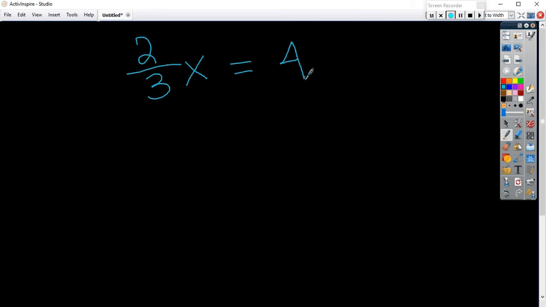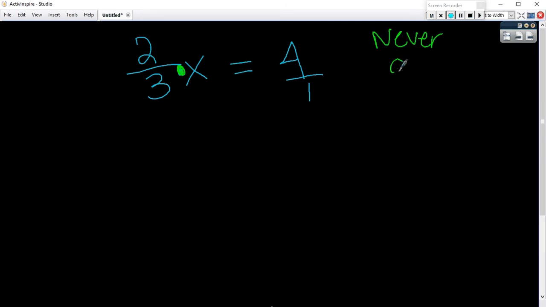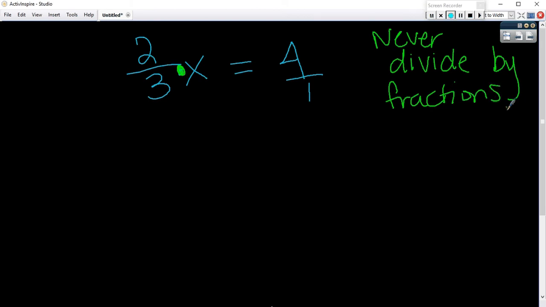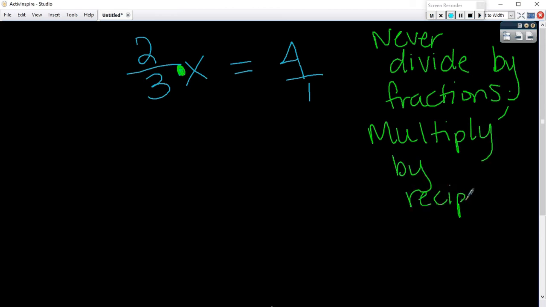You're going to make 4 into a fraction. You're going to take 4 over 1, and then you're going to do the... You're very close. Here's something I'll probably say 1,001 times during the course. When you are multiplying by a fraction, we never want to divide by a fraction, even though the opposite of multiplication is division. When we're talking about fractions, instead we multiply by the reciprocal.